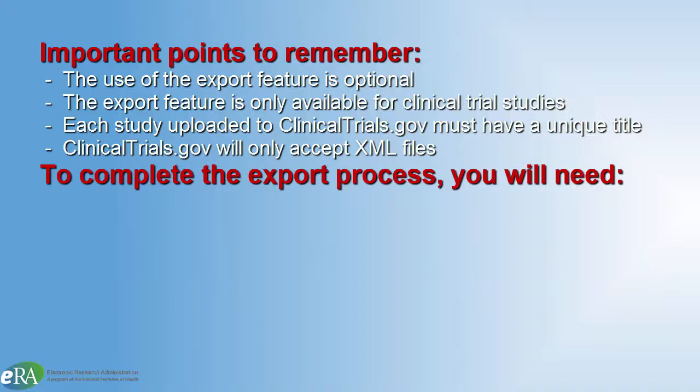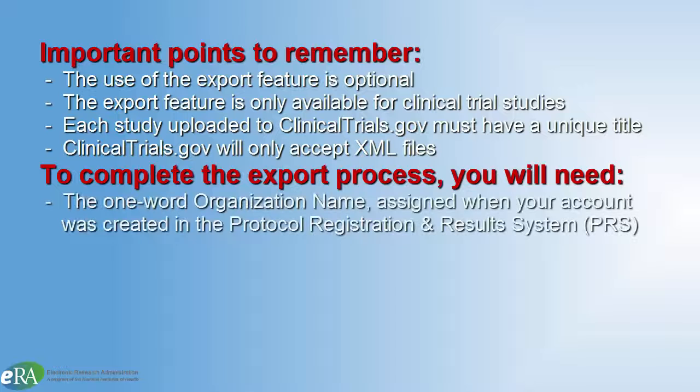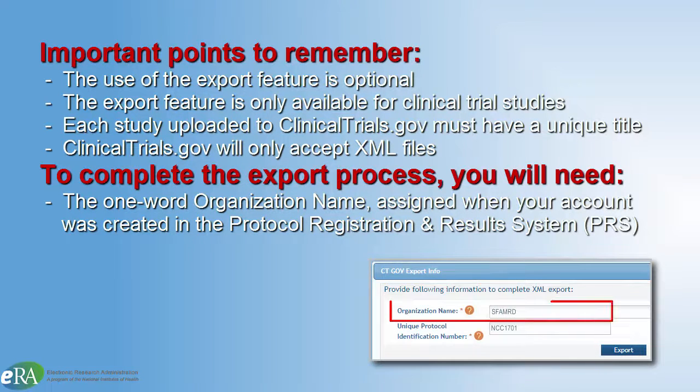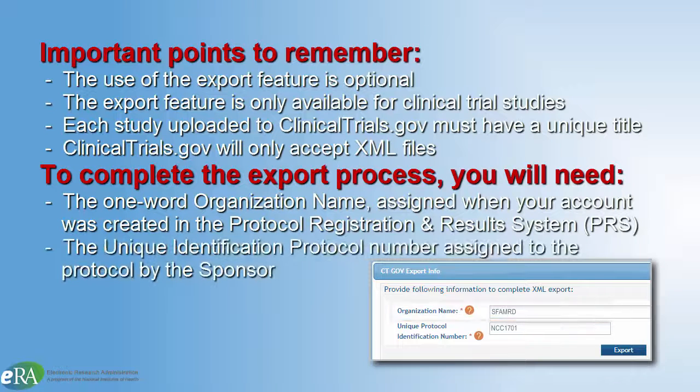You must provide the following information to complete the process. An organization name. This is the one-word organization name, assigned when you created the account, in the Protocol Registration and Results System, PRS. Unique Identification Protocol Number. Any unique identifier assigned to the protocol by the sponsor.